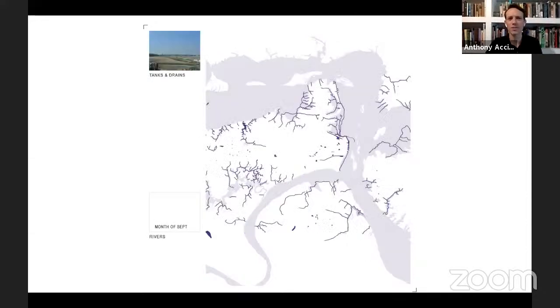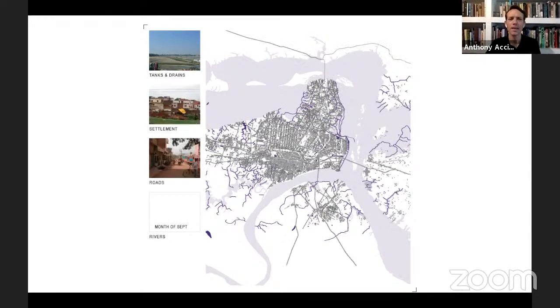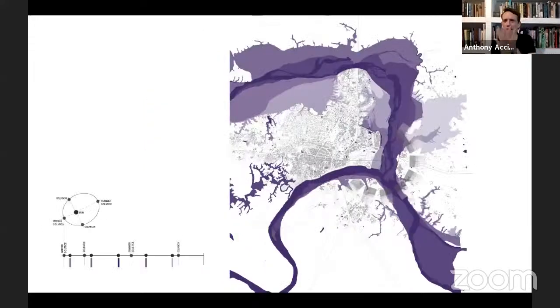and then I start to draw all of the other layers, right? So the tanks and the nalas, the drains, the settlement patterns that exist here, the roadways, and again, building all of these layers myself, and bring that all together, hopefully we can see a much thicker description of how this area changes every year with the monsoons. But I don't just do that.